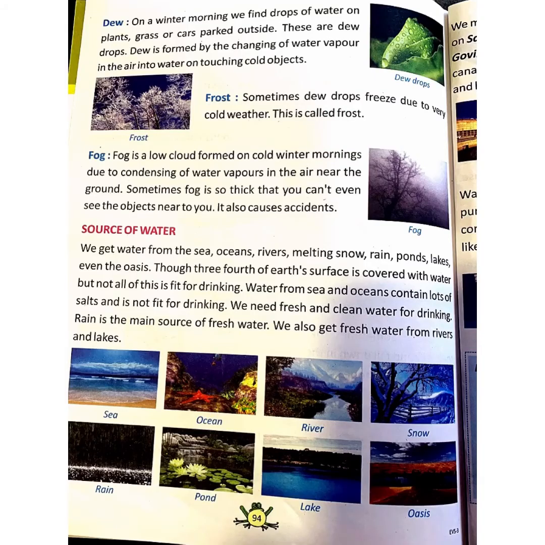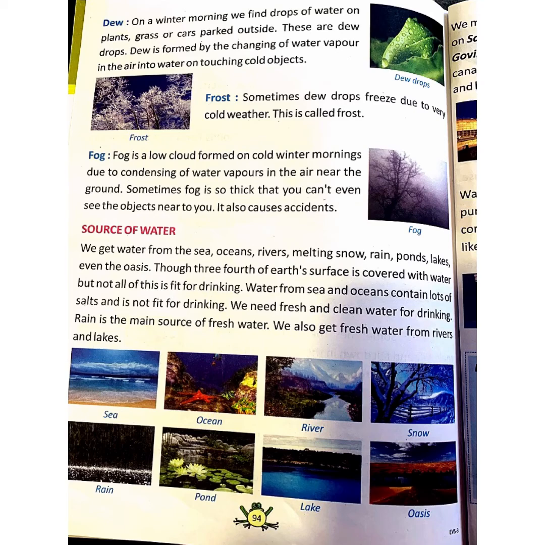Dew. On a winter morning, we find drops of water on plants, grass, or cars parked outside. These are dewdrops. Dew is formed by the changing of water vapor in the air into water on touching cold objects. Frost. Sometimes dewdrops freeze due to very cold weather. This is called frost. Fog.